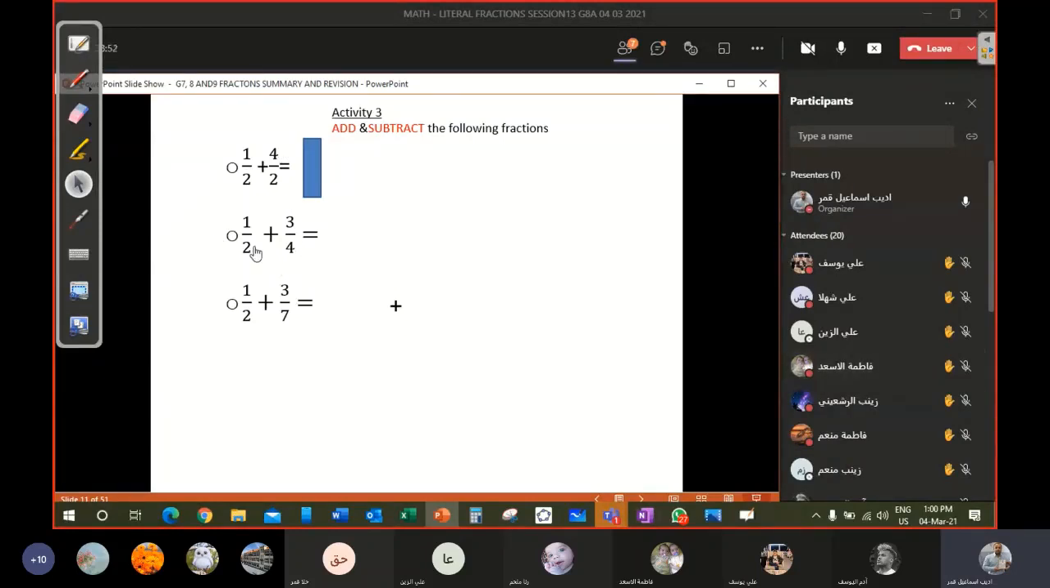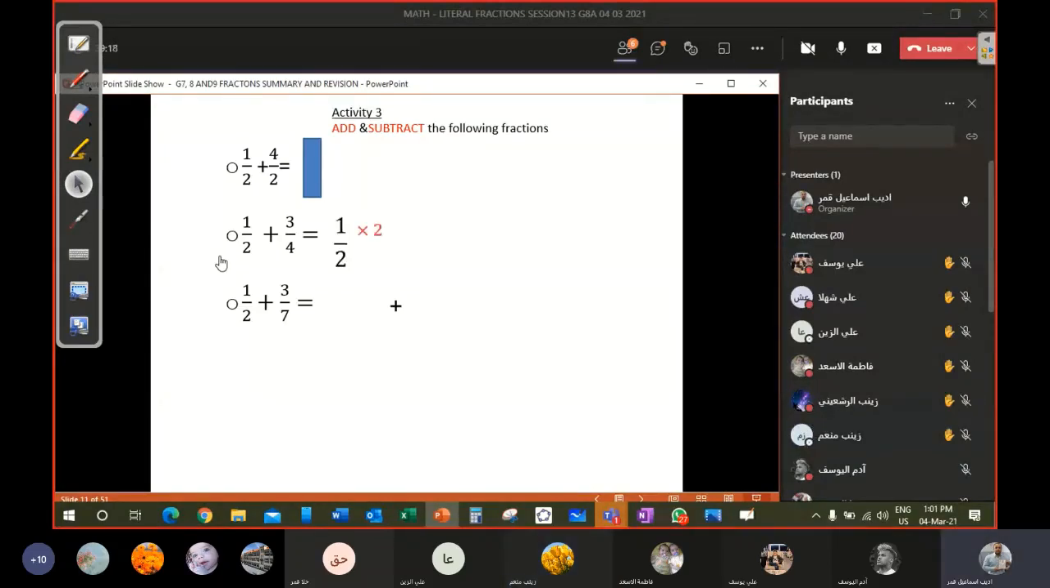1/2 plus 3/4. We don't have a common denominator. We will multiply 1/2 by 2, the numerator and the denominator by 2. Very good. To get the same denominator, let's continue.